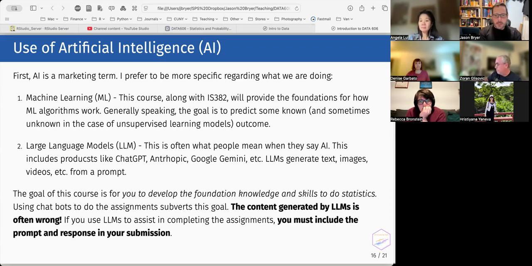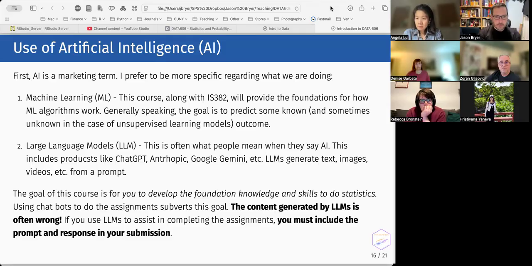The first thing I want to say is I kind of hate the term AI. It's a marketing term. I think it lacks specific meaning. When people use AI, they generally mean one of two things. One is machine learning, which has been around forever. This course is laying the foundations to do machine learning, right? Regression is probably still a widely used machine learning algorithm, trying to make predictions and what have you.